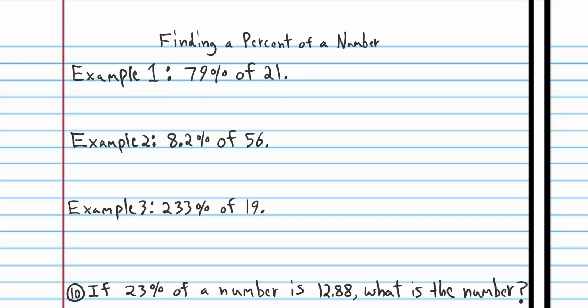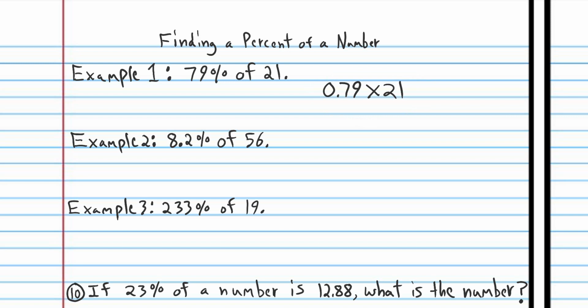Now finding the percent of a number is really easy. All you do is you take the percent and change it to a decimal, and then you multiply it into the number. So whatever this number ends up being, that number is 79% of 21.